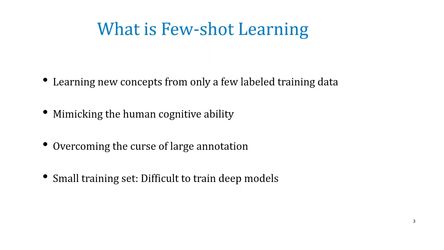However, with a small training set, it is usually difficult to train a deep neural network effectively. Therefore, few-shot learning has gained tremendous attention of the researchers over the last few years, and researchers have been trying to design few-shot learning methods for different applications. And if you look at the literature, many researchers have come up with few-shot learning methods for different tasks with natural images. Those involve classification of natural images, segmentation of natural images, and many other tasks.